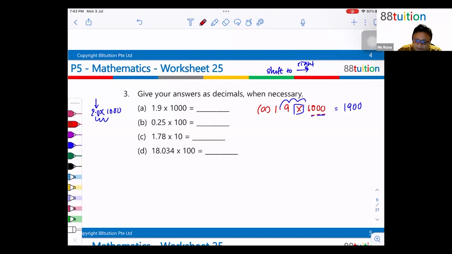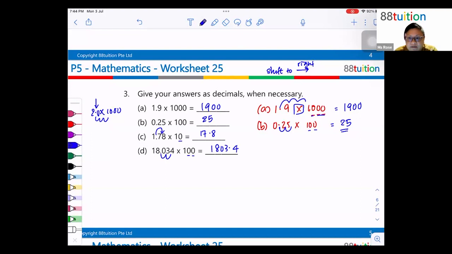So for part B, I have 0.25 times 100 because it is 2 zeros. So you move 2 decimal places to give you 25. So the first one is 1,900. So this move by 1 decimal place to give you 17.8. And the next one, because of the 100, you move by 2 decimal places. Okay? All right. Very good.